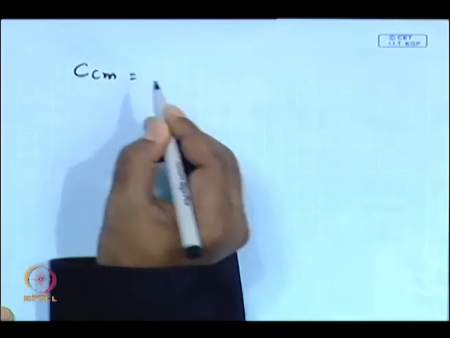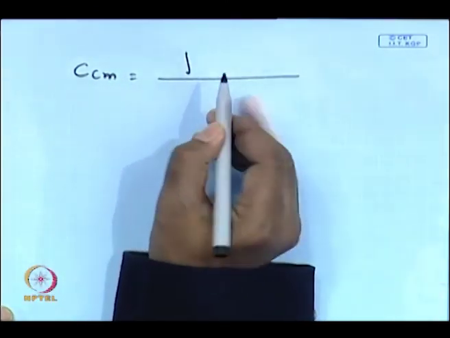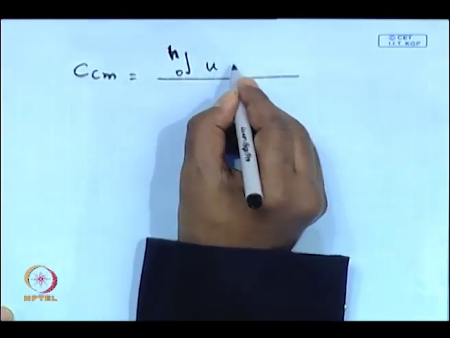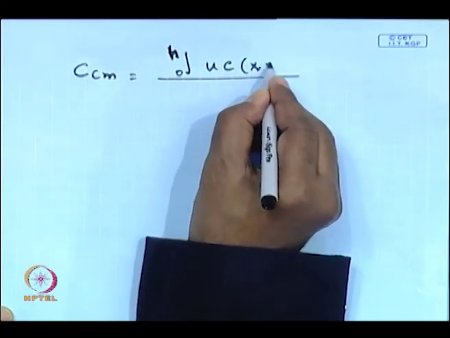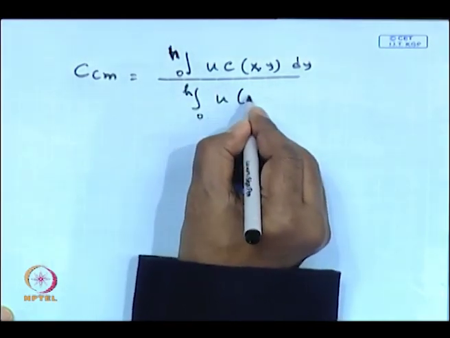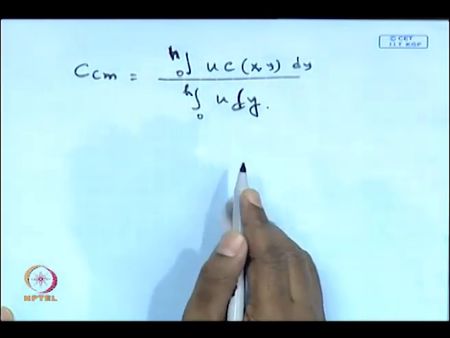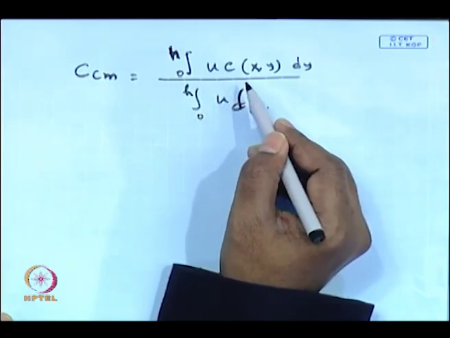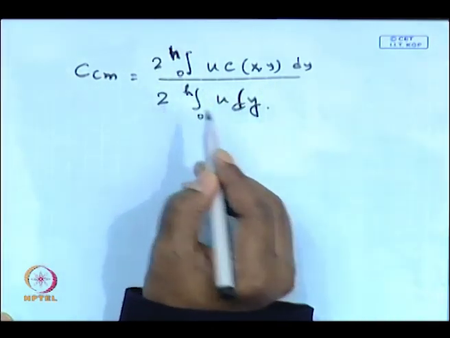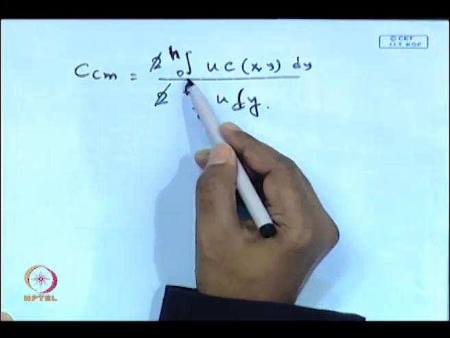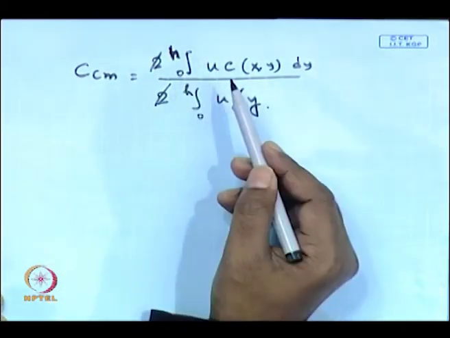So, what is the definition of cup mixing concentration? The definition is the integration from 0 to h, half height, of u naught u c, which is a function of x and y, dy, multiplied by the integral from 0 to h of u dy. It is basically the amount of the solute that is coming, and it should be multiplied by 2 in both, and the w will be cancelled out and all these things will be cancelled out, the 2 will be cancelled out. So, it is basically twice of this integral, because it is symmetrical in the y direction.